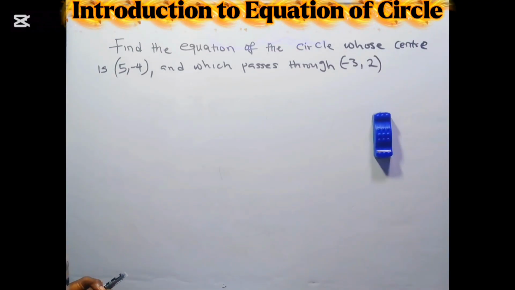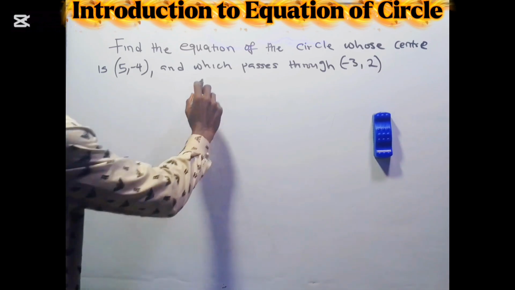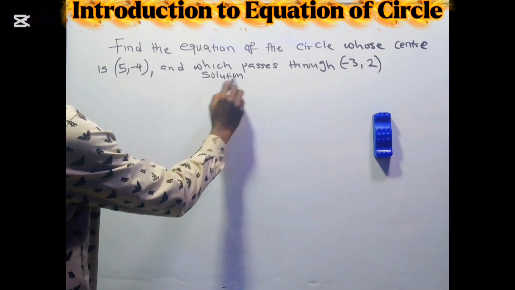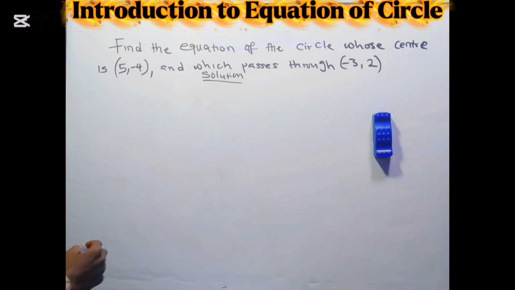Alright, we have another question. Find the equation of the circle whose center is (5, minus 4) and which passes through (minus 3, 2).